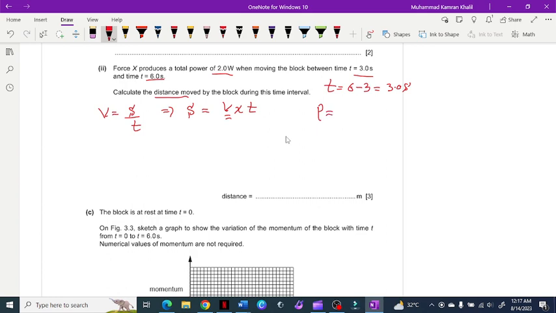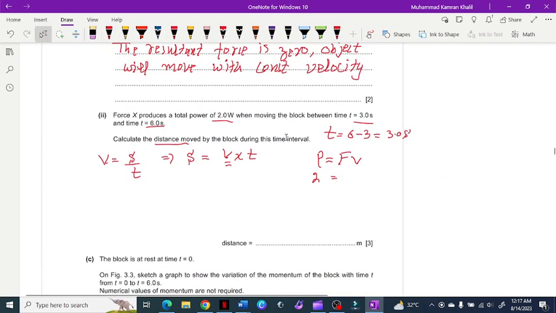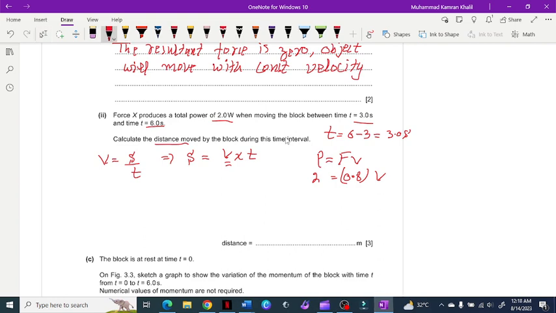The power is given, power is equal to F into V. So the power is 2 and the value of F is given. What was the value of force at 3 seconds? Move back to graph, 0.8. So 2 equals 0.8 into V. First of all we will calculate the value of V. So 2 divided by 0.8 and then we will get 2.5. So V is equal to 2.5. So we will substitute it over here.